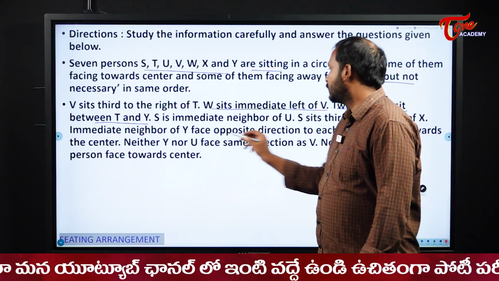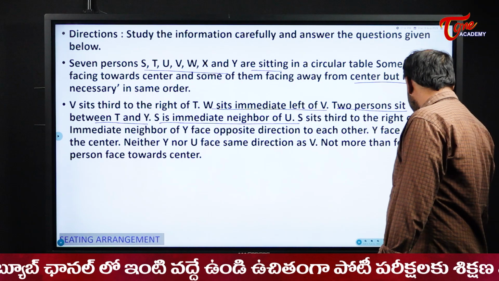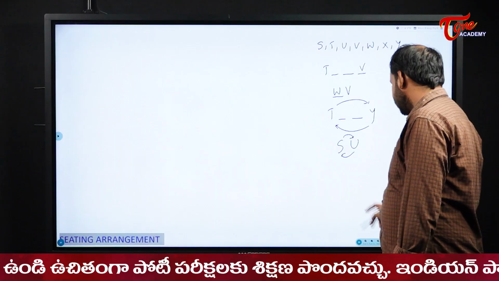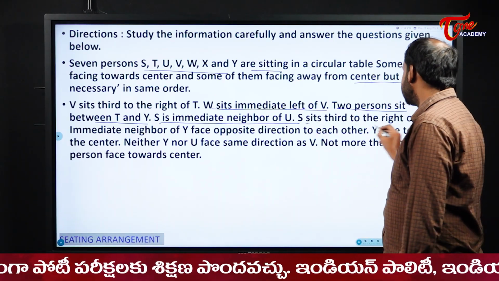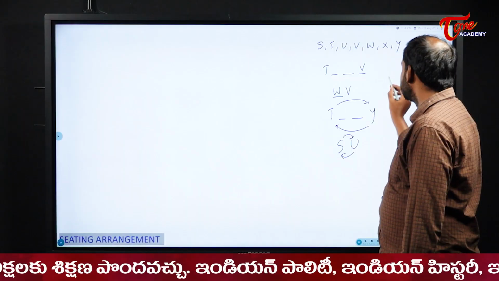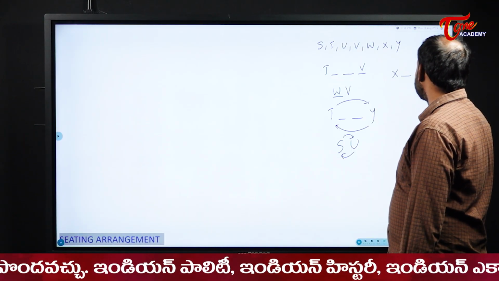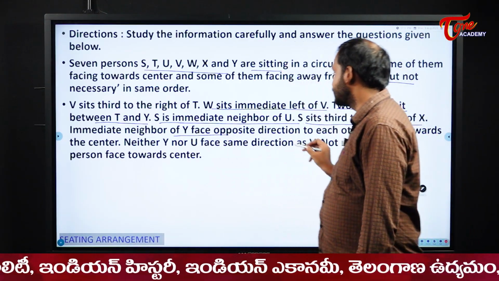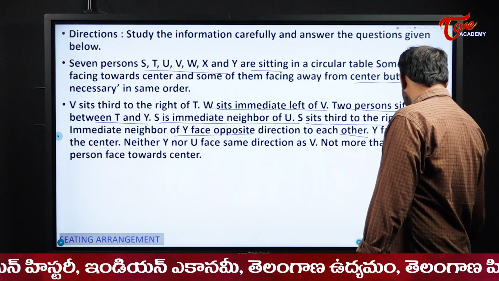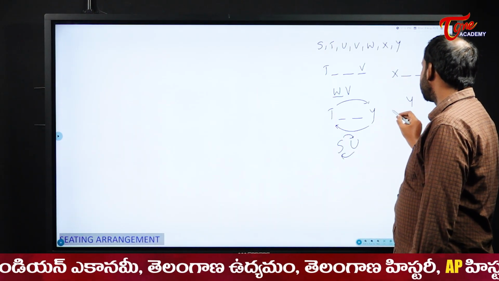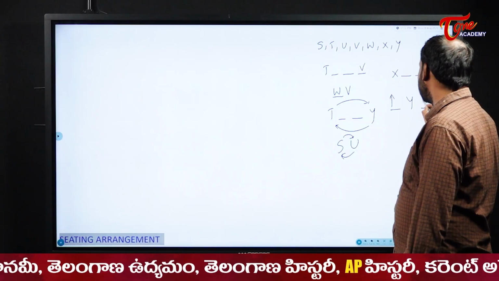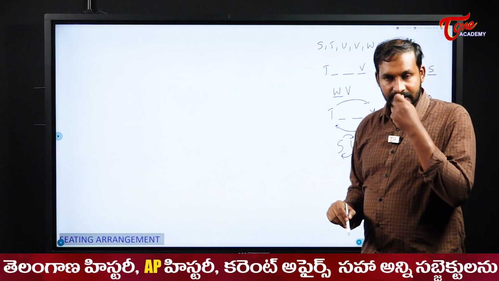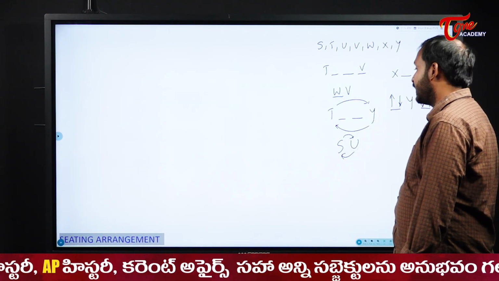Next one, S and U are immediate neighbors. S sits third to right of X. X third right is S. Immediate neighbors of Y face opposite directions to each other. That means if one faces inward, the other will face outward. If one faces outward, the other will face inward. That is the logic. The immediate neighbors of Y face opposite directions.